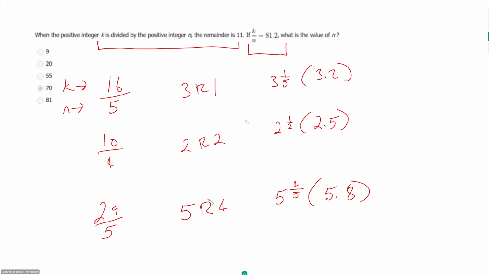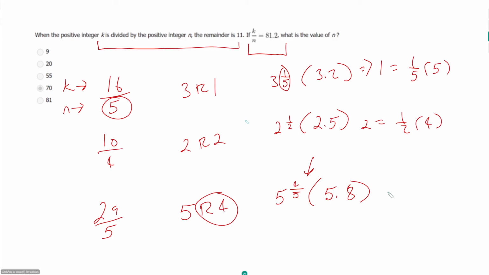Now I start thinking, how do I get my remainder from this? The one thing that stands out to me is that the remainder is always equal to this fraction or this decimal times my n. So 1 is equal to 1/5 times 5. 2 is equal to 1/2 times 4. And 4 is equal to 4/5 times 5.